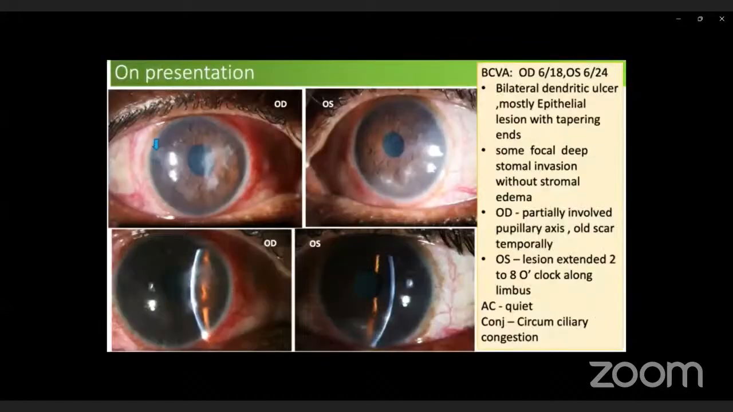On examination, his distance best corrected visual acuity was 6/18 in the right eye and 6/24 in the left eye. Slit lamp showed a bilateral atypical dendritic ulcer, mostly an epithelial lesion with tapering ends. There were some focal areas of deep stromal invasion, but no stromal edema. In the right eye, the ulcer was close to the pupillary area and there was an old scar temporally. In the left eye, the lesion extended from 2 to 8 o'clock along the limbus. There was circumciliary congestion without any KPs or AC reaction.